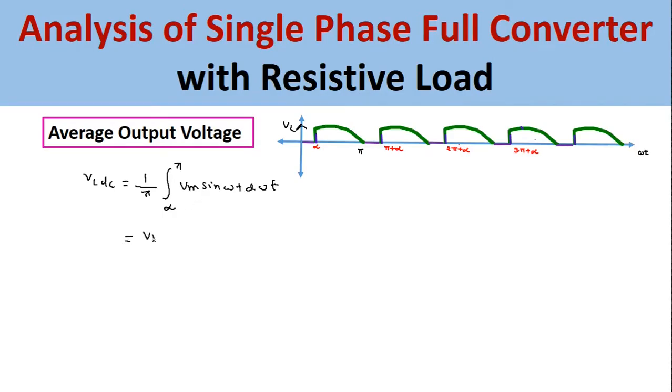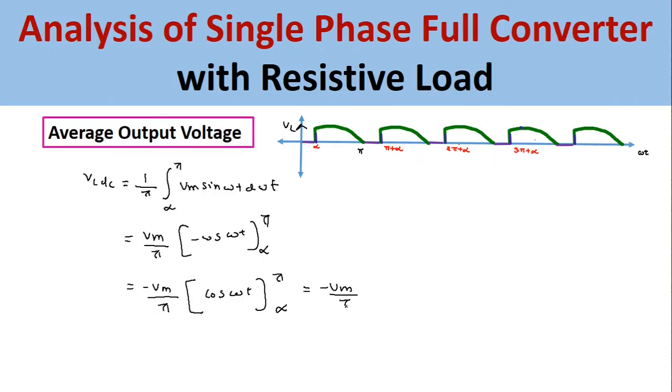Now we know that the integration of sin omega t is minus of cos omega t. So this will be equal to Vm upon pi minus of cos omega t, limit alpha to pi. This minus can be taken out. So this will be equal to minus Vm upon pi cos omega t, alpha to pi. Now we will apply the limits. This will be equal to minus Vm upon pi, then we have cos pi in the bracket, then minus of cos alpha. We know that cos 180 degree is equal to minus 1. So this will be equal to minus Vm upon pi, minus 1 minus cos alpha.